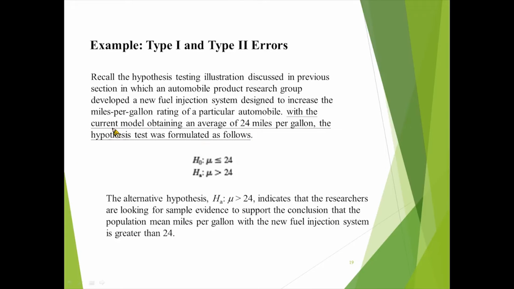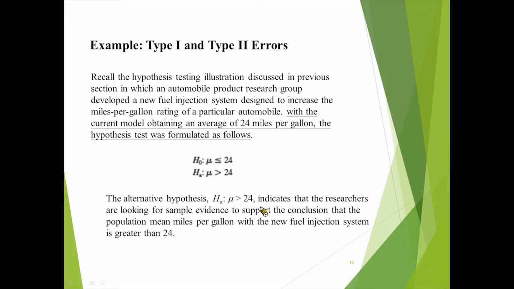Okay, so this is the example we already talked about. We call it the hypothesis test discussed in the previous section. An automobile product research group developed a new fuel injection system designed to increase the miles per gallon rating on a particular automobile, with the current model obtaining an average of 25 miles per gallon. The hypothesis test is formulated this way: H0, mu is less than or equal to 24, and HA, mu is larger than 24.